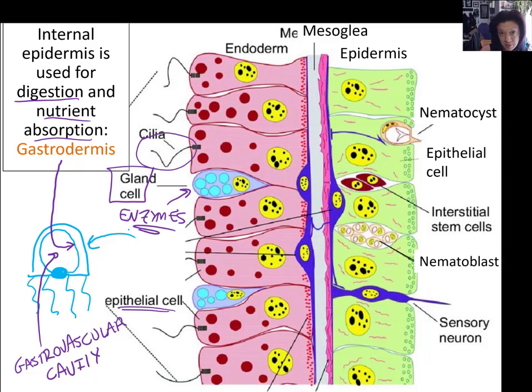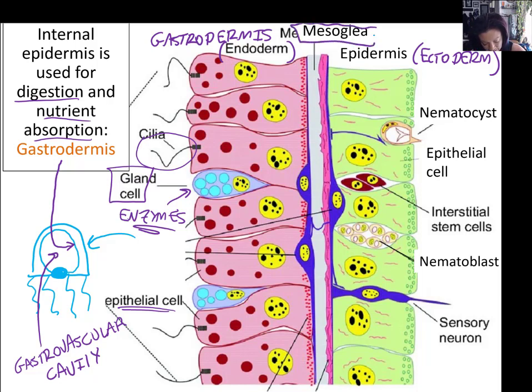Now remember, this is a diploblastic animal, right? So you have the gastrodermis on the inside, which is derived from the endoderm. The endoderm is what the gastrodermis started out as. Then you have the epidermis on the outside, which is derived from the ectoderm. But remember, there's that non-living layer of material in the middle. That manifests as the mesoglea in the adult animal. It's a non-living layer of cushion between the gastrodermis and the epidermis.